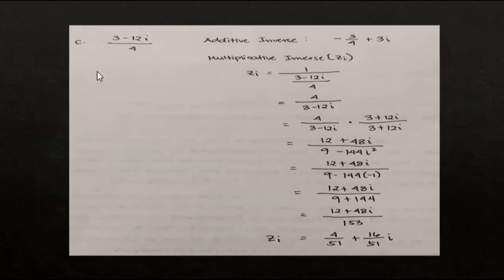Okay, another, we have 3 minus 12i all over 4. And the additive inverse of that is negative 3/4 plus 3i. So, for 3i, that is 12 divide 4, which is 3. Since negative 3 times negative becomes positive. So, negative 3/4 plus 3i.